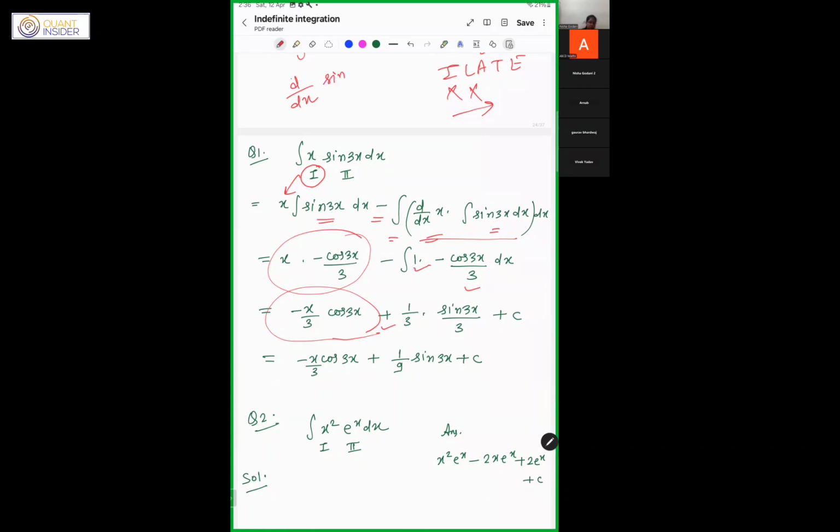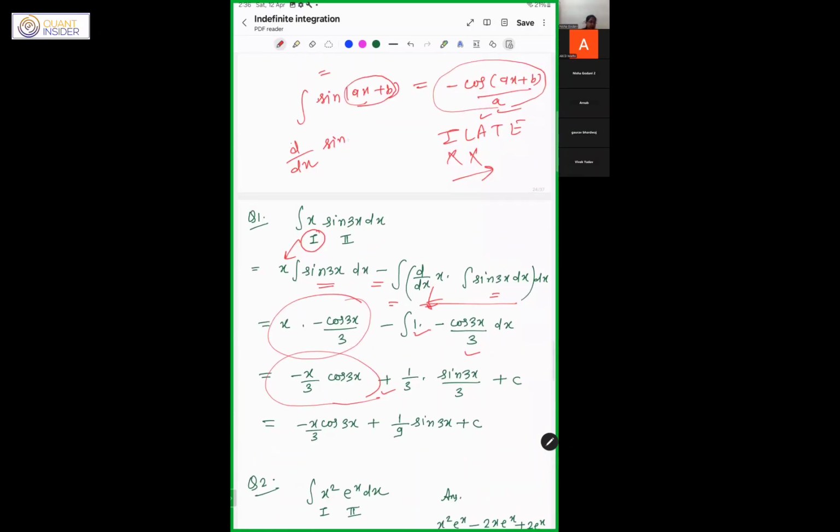You can also learn it in that way. Differentiation of sin 3x is 3 cos 3x, so integration of cos 3x gives sin 3x upon 3, then plus c. So 3 threes are 9, and you have this answer. In this way, you can use this formula by part integration.